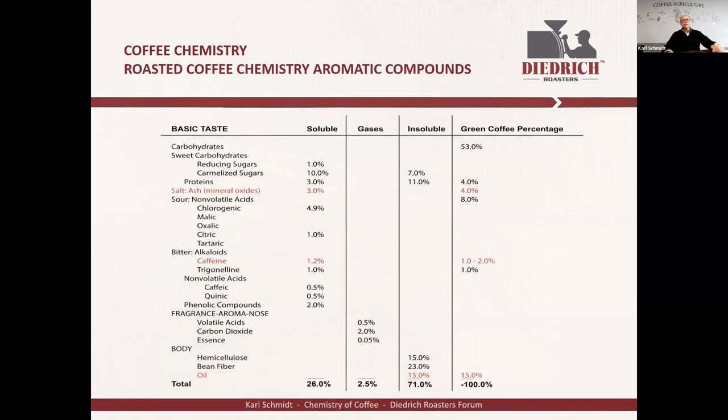Now, let's look at the entire roasted coffee chemistry, the aromatic compounds. Here's the green beans with its total of 100%, 26% becomes soluble. The majority of the soluble stuff is basically what you find as ground coffee from the cellulose structure of the beans. But look at the impact of the non-volatile acids, which are basically ending up in the cup, and the organic acids and certainly the alkaloids, relatively low compared to what we begin with and what impact they have on the quality of the cup.